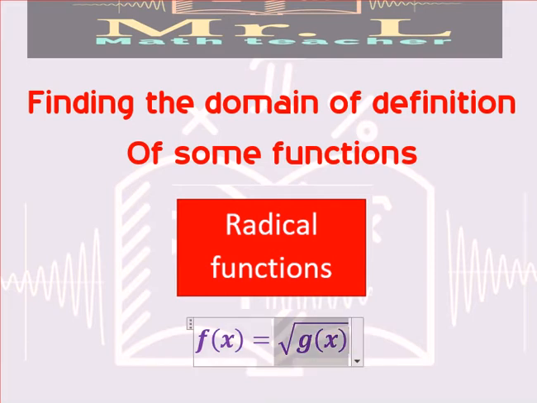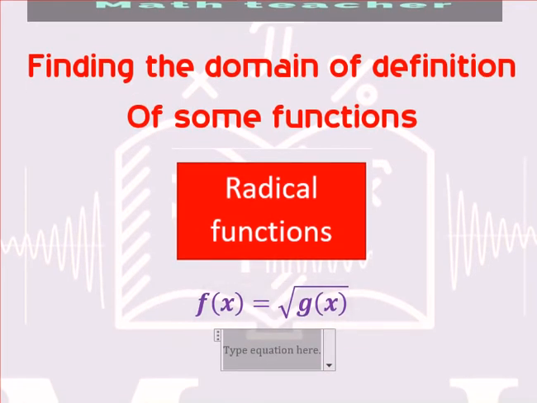Now, radical functions are functions that have the form f of x equal radical g of x. But guys, for this function to be defined, we need the function under the radical to be positive, because we know that in real numbers, we are not allowed to use a negative number under the square root. So all we need to do is to solve the inequality g of x is bigger than or equal to 0. After solving this, we can find the interval where the function f of x is defined. Let me try to use an example.